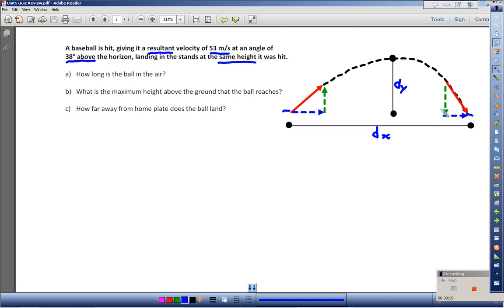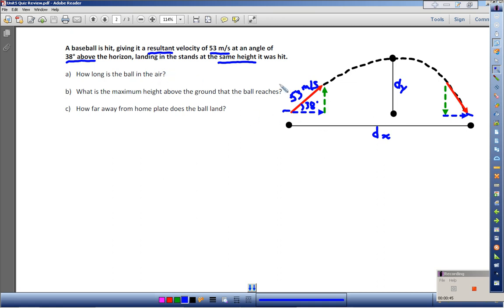Right off the bat, if it's telling me that my resultant velocity is 53 meters per second, I'm going to label this. You need to draw a picture. This picture was already drawn, obviously, but you need to draw a picture. And it's hit at an angle of 38 degrees above the horizontal. It wants to know how long the ball was in the air for.